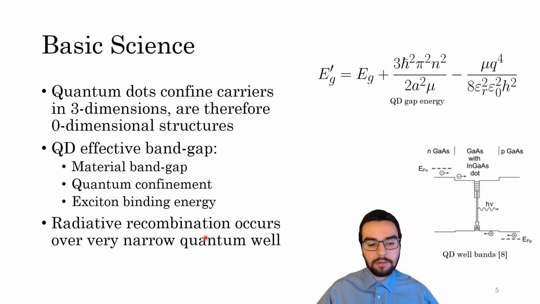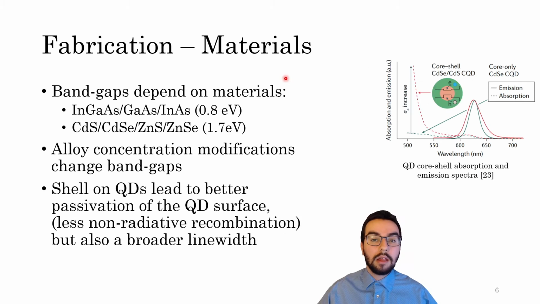Now, radiative recombination usually occurs on a very narrow quantum well when happening in a quantum dot. And you can see this on the picture on the right, where the recombination only happens in this very small area. The fabrication of quantum dots depends on its material. And different materials, as we saw, yield different band gaps.